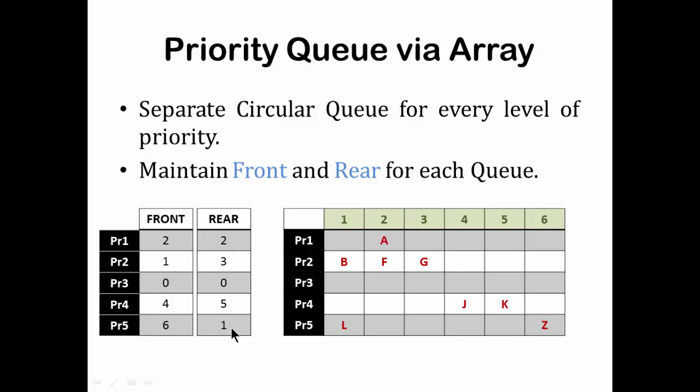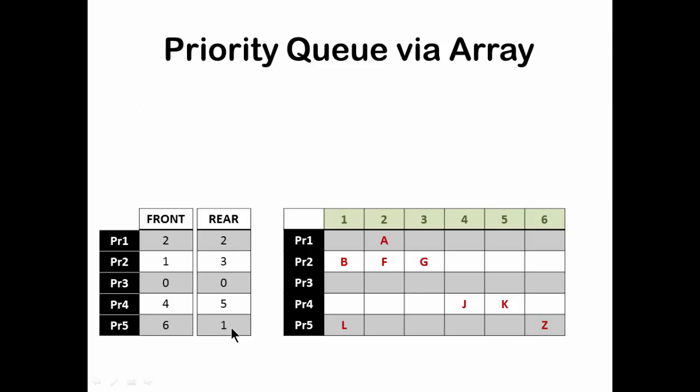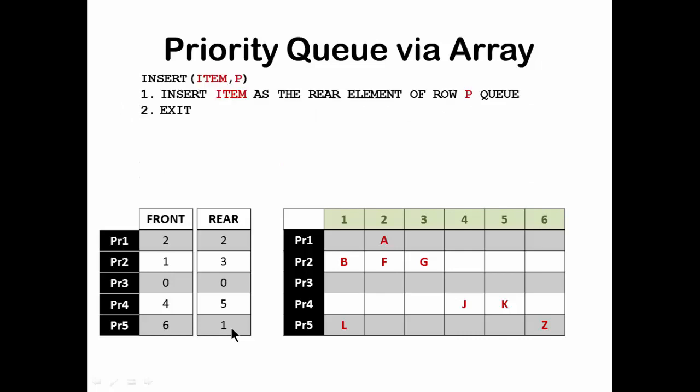Alright. So if I want to insert an element, I just don't need the item, but I also need to know the priority. So if I say that okay, I want to insert K at priority 4, what you need to do is write a program of insertion into the queue that we have discussed in the previous lecture. But before that you have to identify which queue you want to insert it to. So this priority value P will be deciding which queue you would be entering the value to.